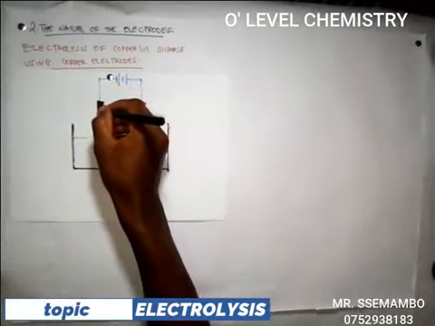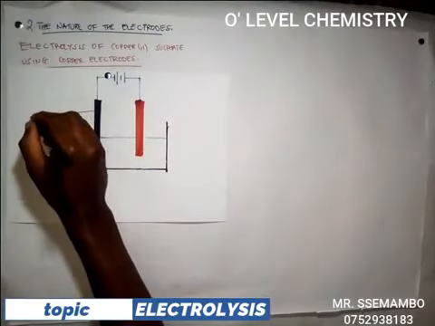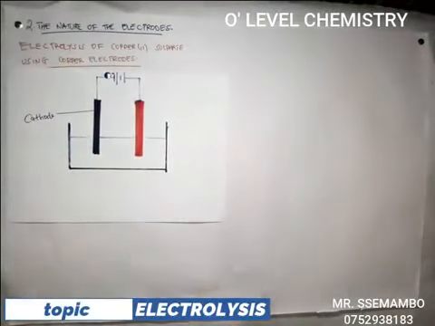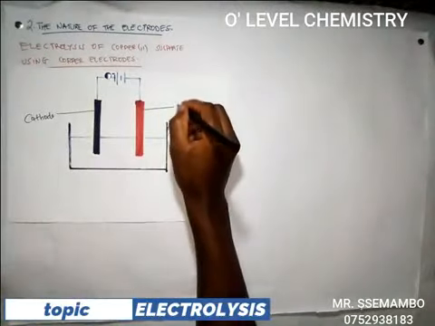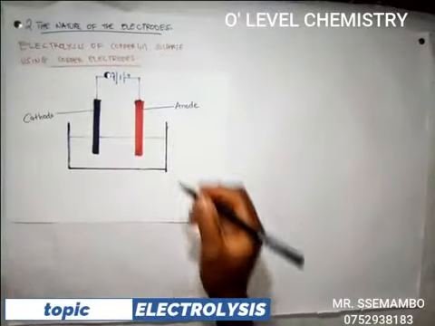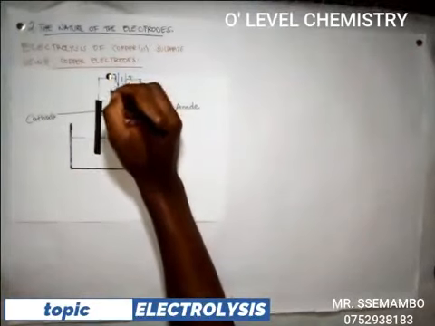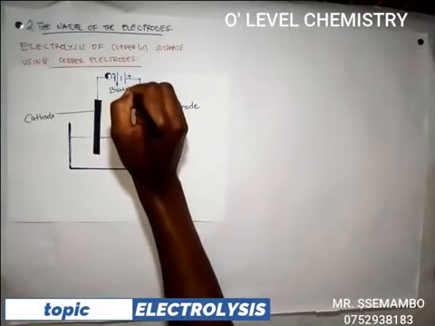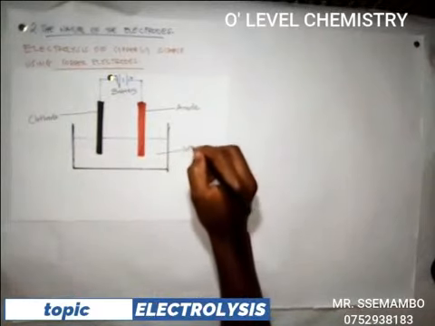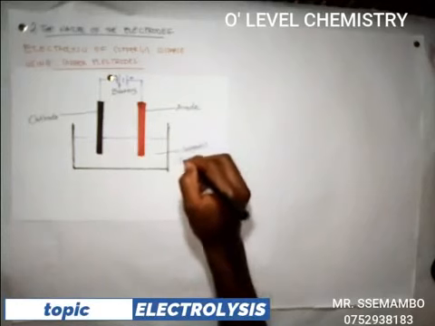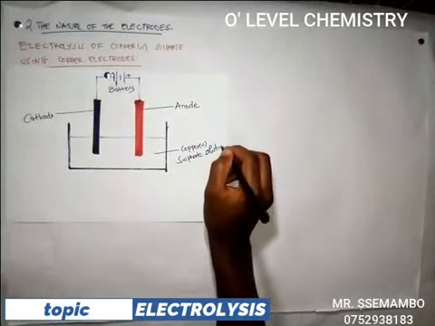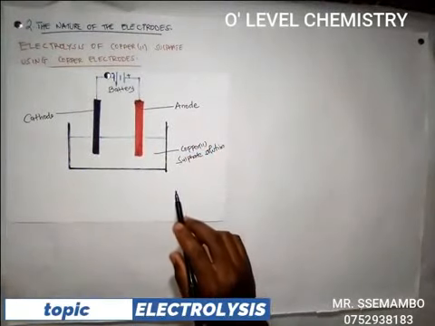We have this side, we have the cathode connected to the negative terminal. We have the anode connected to the positive terminal. We have our battery. We have our solution, copper II sulphate solution.